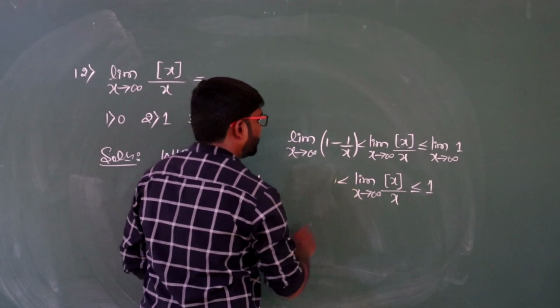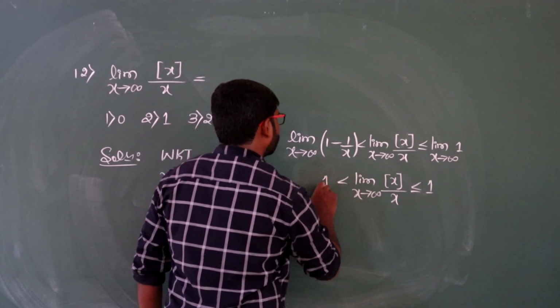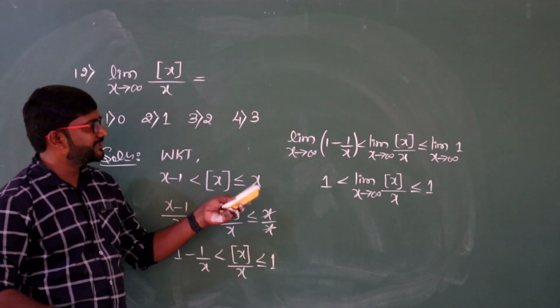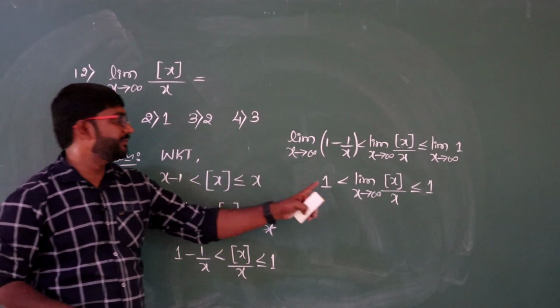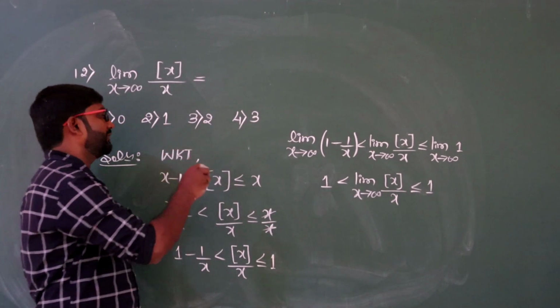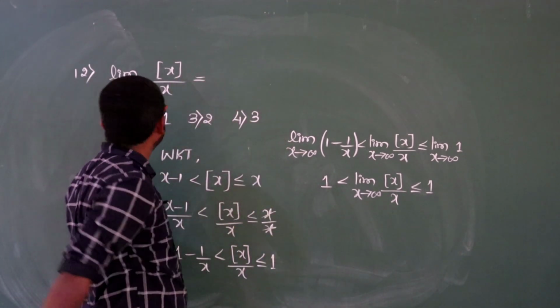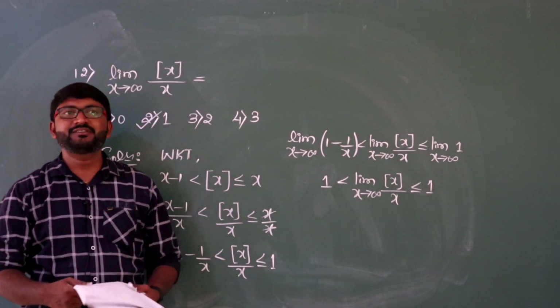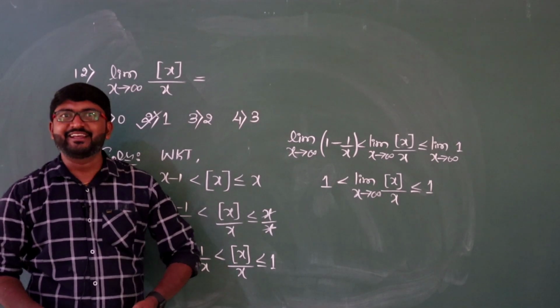So overall, what did you observe from this? Here limit x tends to infinity, greatest integer x by x is sandwiched between 1 and 1. Hence the answer is 1. Therefore option 2 is the correct answer. So this is all about question number 12. Note down this, then we'll take up the remaining questions in the next class.